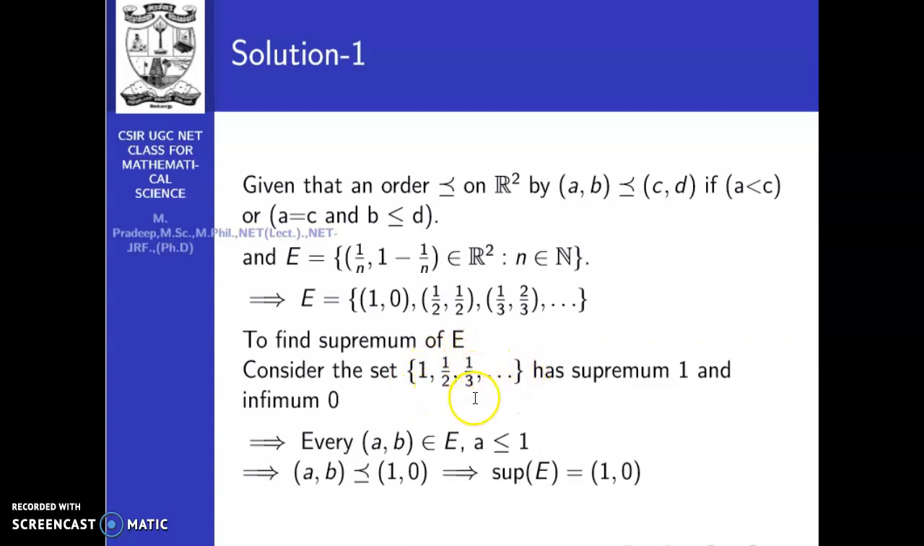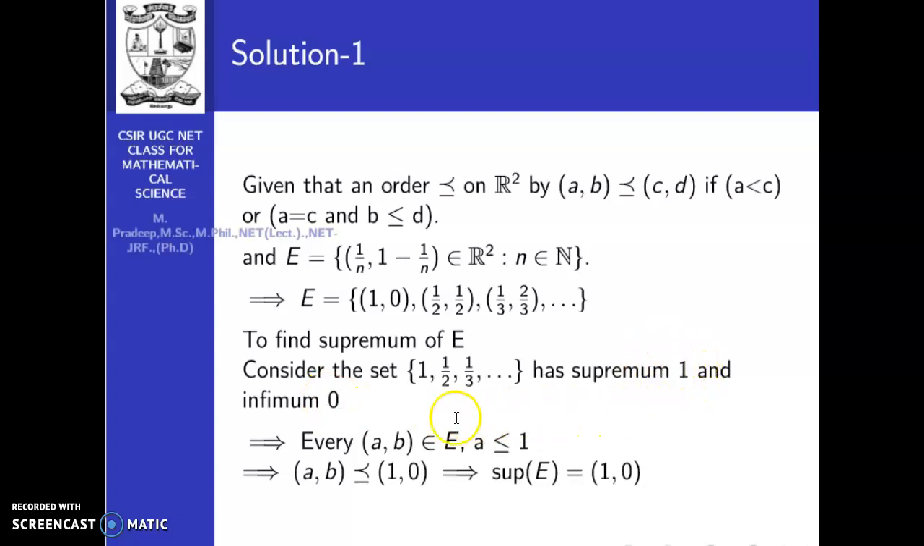This is 1 by n. As n tends to infinity, it approaches 0. So the supremum is 1, and what about the infimum? The infimum is 0, because 1 by 1, 1 by 2, 1 by 3, 1 by 4 and so on approach 0 as n tends to infinity. So the infimum is 0, and the supremum is 1 here.